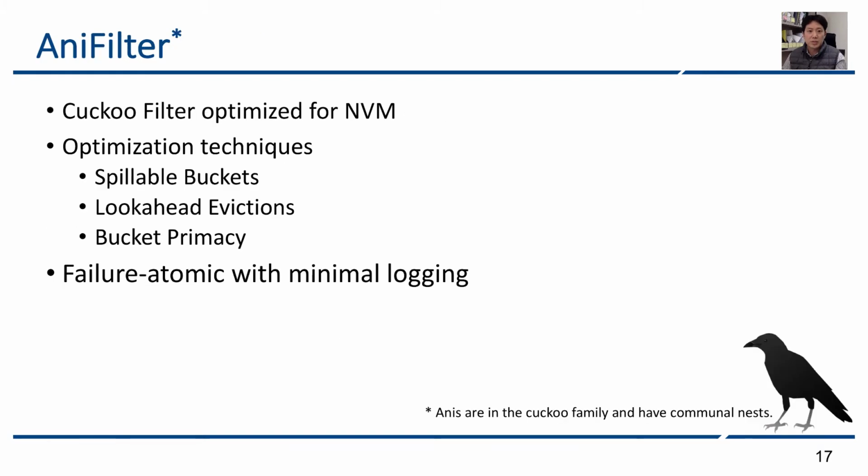To solve these issues in Cuckoo filter, we propose AniFilter. First, we use these 3 optimizations to improve its performance on NVM. Second, we use logging to ensure consistency in case of system failures. Let me first go over these optimization techniques.